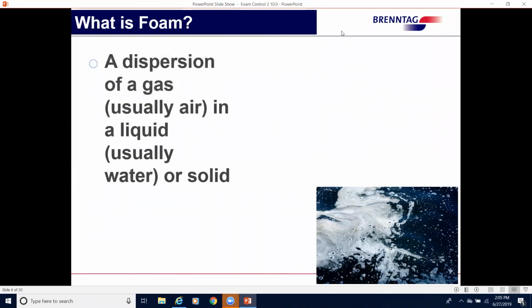So, what is foam? To define it, foam is a dispersion of a gas, most commonly air, in a liquid, most commonly water. And because we're water treaters, this is often our thought as well. But it's important to note that water is not the only liquid that foam can occur in.